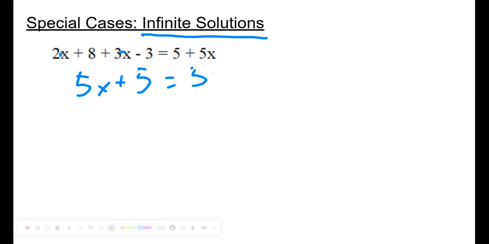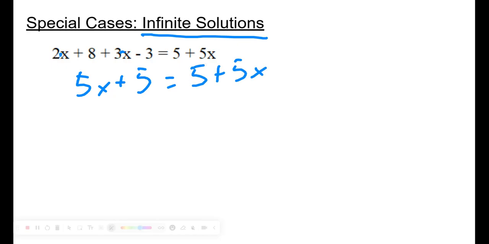Okay. Special cases, infinite solutions. Let's see if I did this correctly. 2x plus 8 plus 3x minus 3 equals 5 plus 5x. Looks like the spoiler alert here is there's going to be a lot of solutions. Let's combine like terms. 2x and 3x is 5x. 8 minus 3 is 5 equals 5 plus 5x.